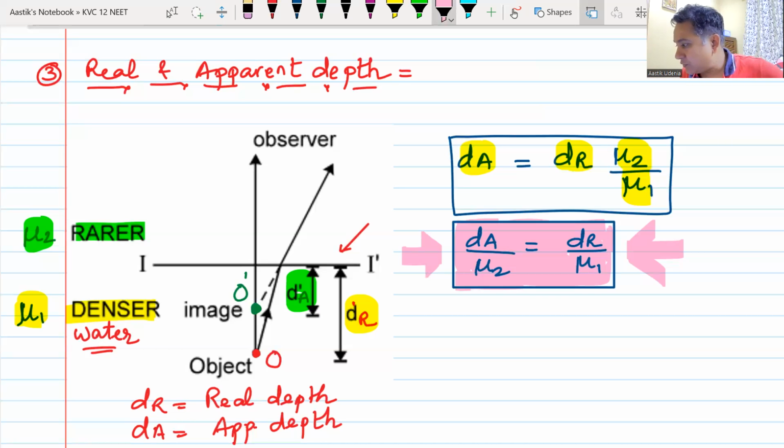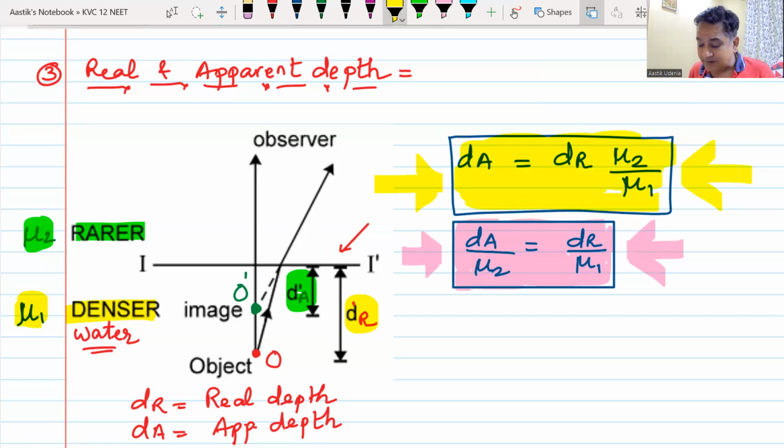I will leave it to you how you want to remember it. You have to remember two relations. This is number one, the pink one. You can either remember the pink one or you can remember the yellow one. Doesn't matter, both of them are the same. So any one of these you will have to remember.